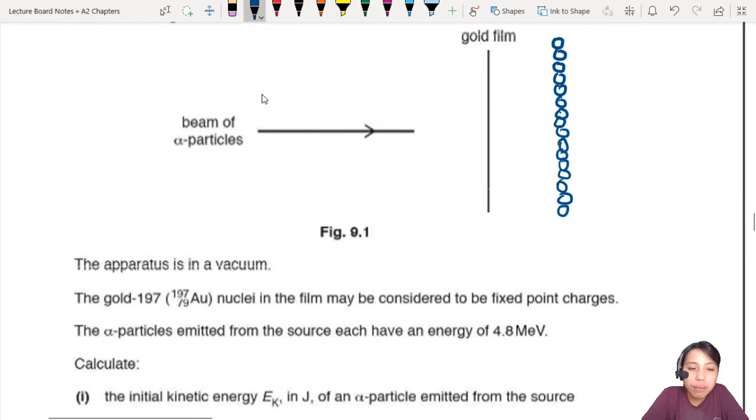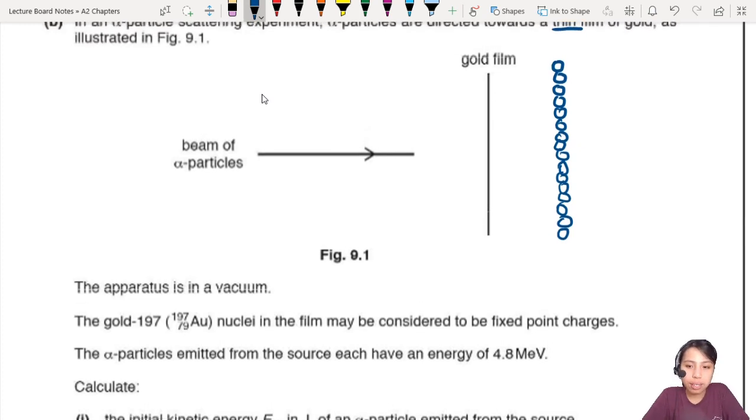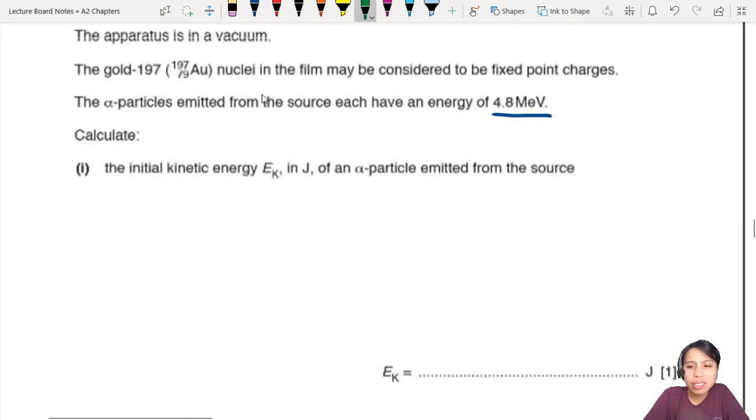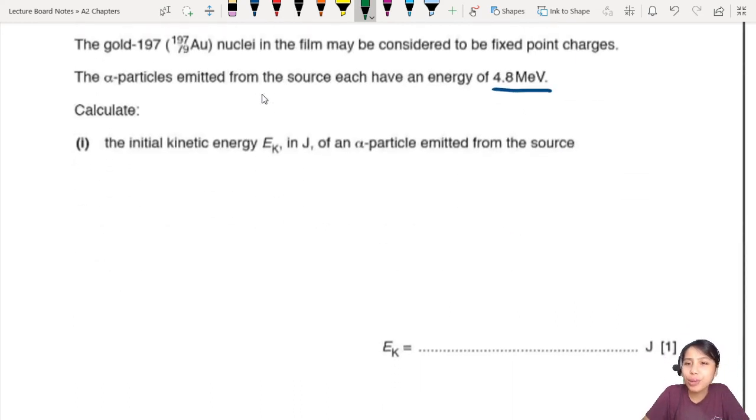So apparatus is in a vacuum. The gold nucleus are fixed point charges. Okay. So the alpha particles have an energy of 4.8 MeV. Very energetic. Calculate the initial kinetic energy in joules of the alpha particle. Is this a free mark? Okay, so we need to convert MeV to joules. Great. So remember again your conversion from eVs to joules.